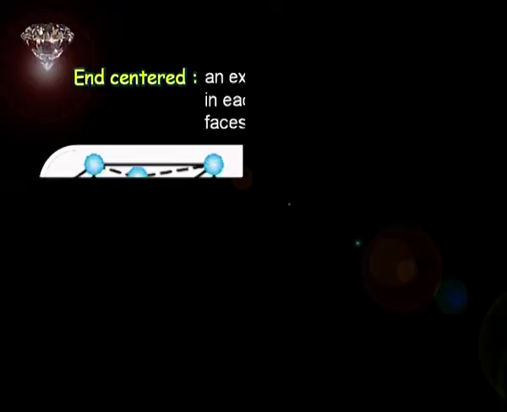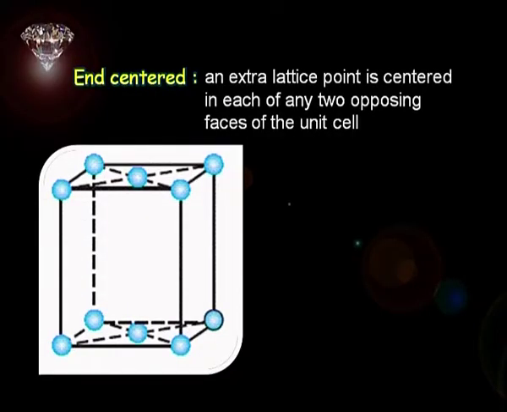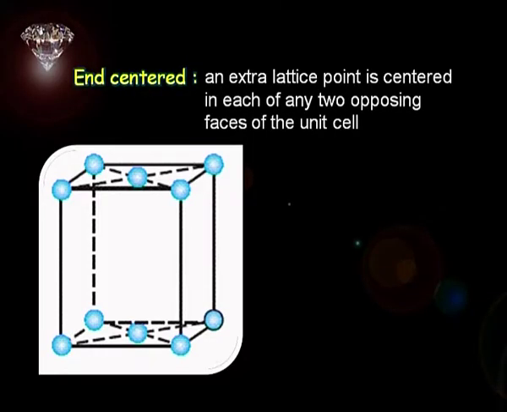Second category is end centered. In this case, besides the corners being occupied by lattice points, there is an extra lattice point centered in each of any of the two opposing faces. That means, suppose you think of a cube, you can have a top bottom face, or left right, or front back. So, any two opposing faces will have a center there. So, they are called end centered.